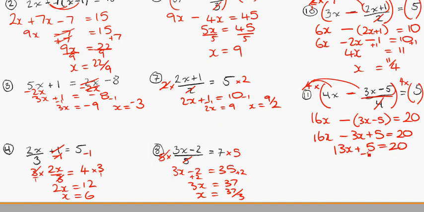We'll begin by minusing 5 from both sides. 20 take away 5 is 15. Lastly, dividing by 13 both sides, x equals 15 over 13. Now there's some tricky ones there. You might want to reprint off one of those sheets and try it again.